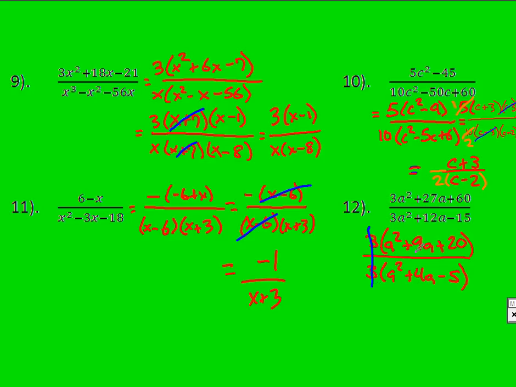I can still factor these guys more though. So when I do that, factors of 20 that add to 9 are going to be 5 and 4. On the bottom, factors of 5 that subtract to 4 are going to be 5 and 1. So a with 5, a with 1, positive 5, negative 1. And again, I should have things canceling. I do. It's the a plus 5, the entire factor, leaving me with a plus 4 all over a minus 1. There you have it. There's your review. Best of luck.